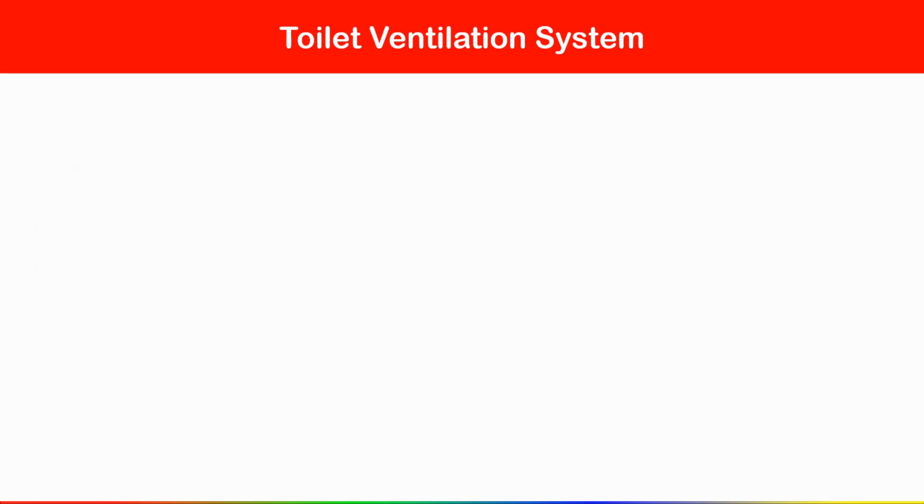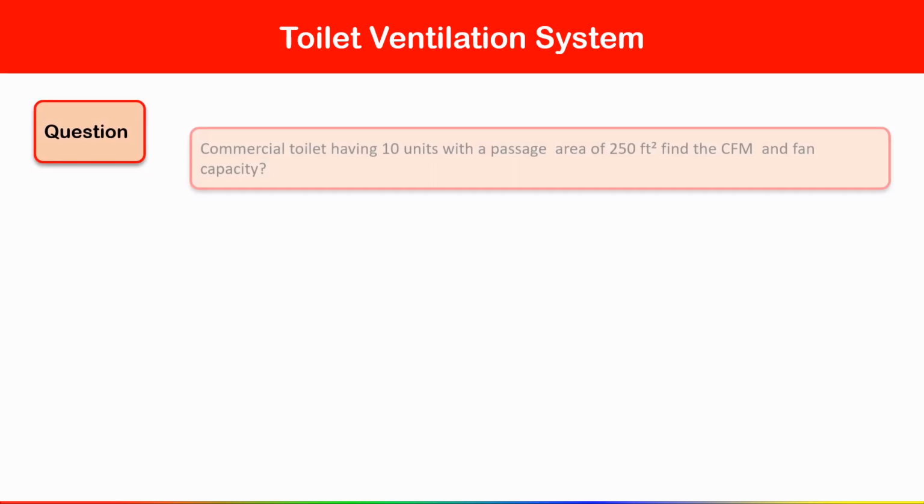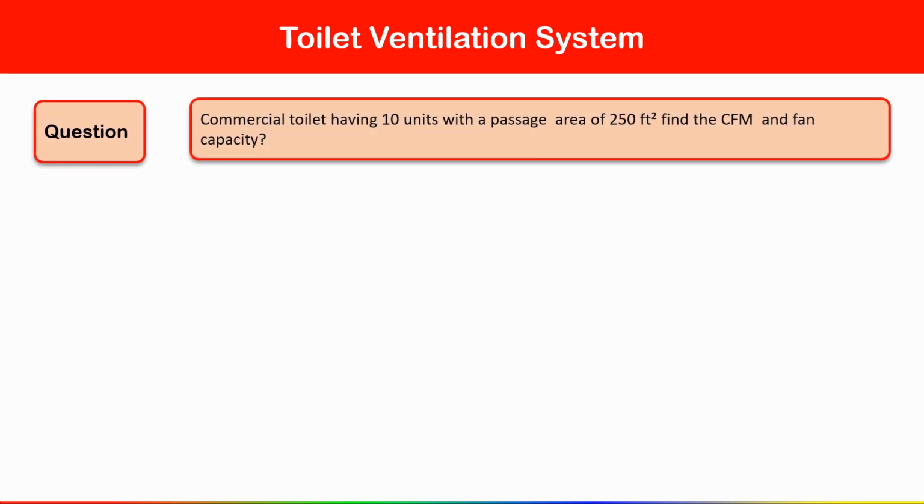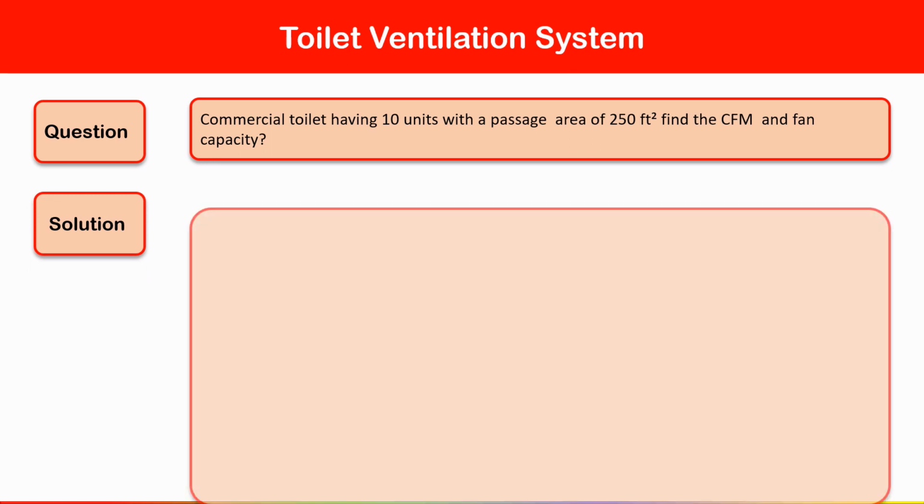Okay, now see here, I take one question here so you can easily understand what it is telling. Commercial toilet having 10 units with a passage area of 250 square feet. Find the CFM and fan capacity. So how to calculate for that?